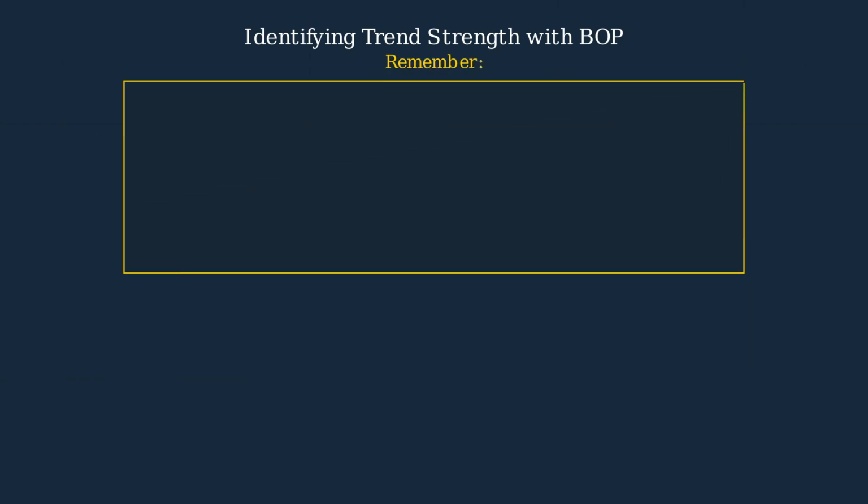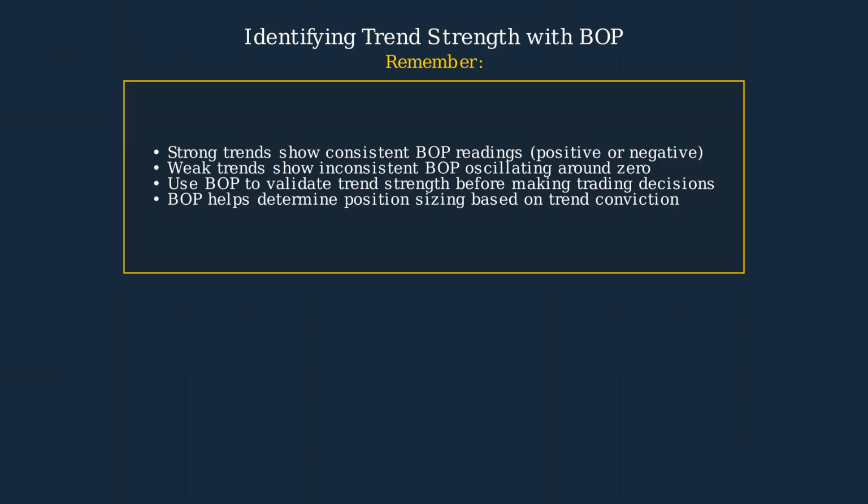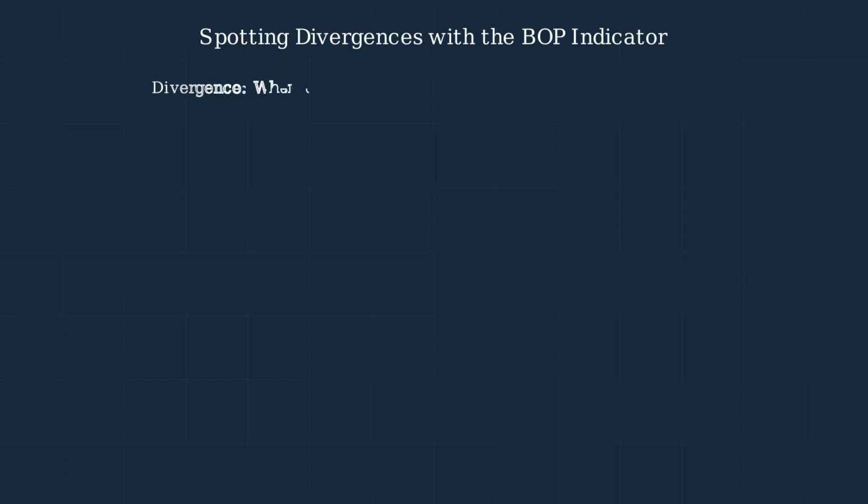To summarize, strong trends show consistent BOP readings, either positive in uptrends or negative in downtrends. Weak trends display BOP values that oscillate around zero, lacking conviction. By using the BOP indicator to validate trend strength, traders can make more confident decisions about entries, exits, and position sizing. In technical analysis, divergence occurs when price movement doesn't match the direction of an indicator.